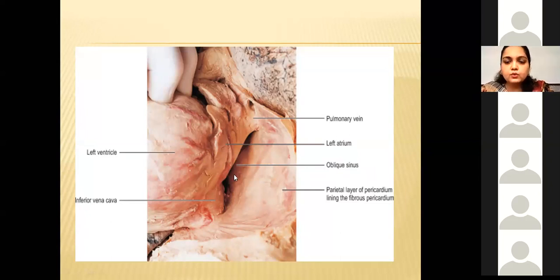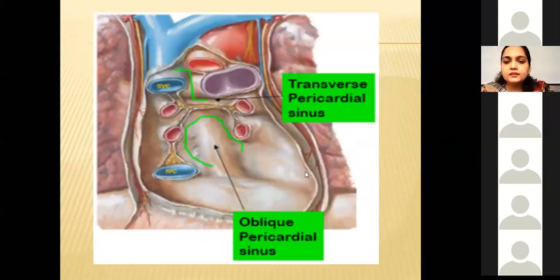So we have two sinuses, transverse sinus and the oblique sinus. This is the transverse pericardial sinus. The oblique sinus will lie over there after dissection of the heart. When the heart is removed, posteriorly there is the oblique pericardial sinus. These are the two tubes, arterial tube and the venous tube. Here is the superior vena cava, and this is the venous tube. These are the arterial tubes.